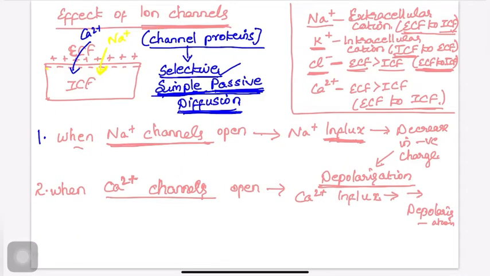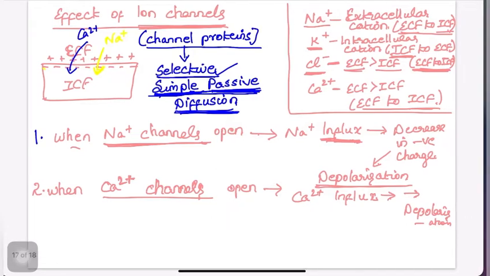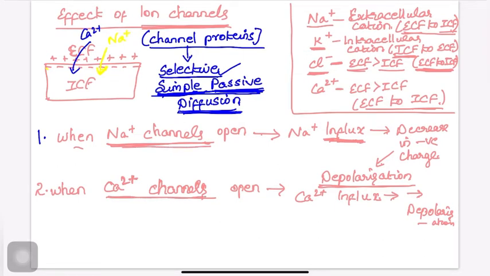on hyperpolarization and depolarization. To understand that, first we should know where the concentration gradient is. Ion channels are selective simple passive diffusion transport channels, and they are channel proteins, not carrier proteins. We should not confuse channel proteins with carrier proteins. Carrier proteins come under facilitated passive diffusion, right? It's different. So, a summary about depolarization and hyperpolarization and the effect of ion channels on them.